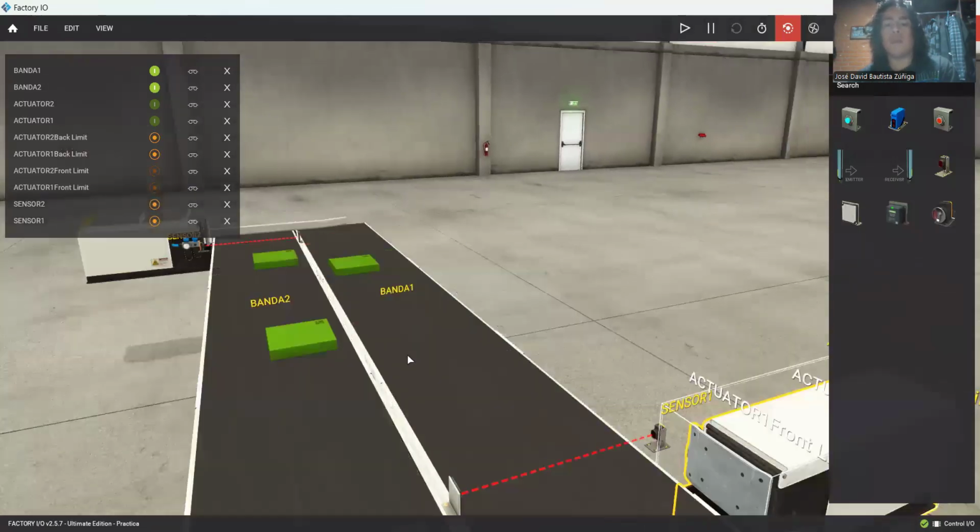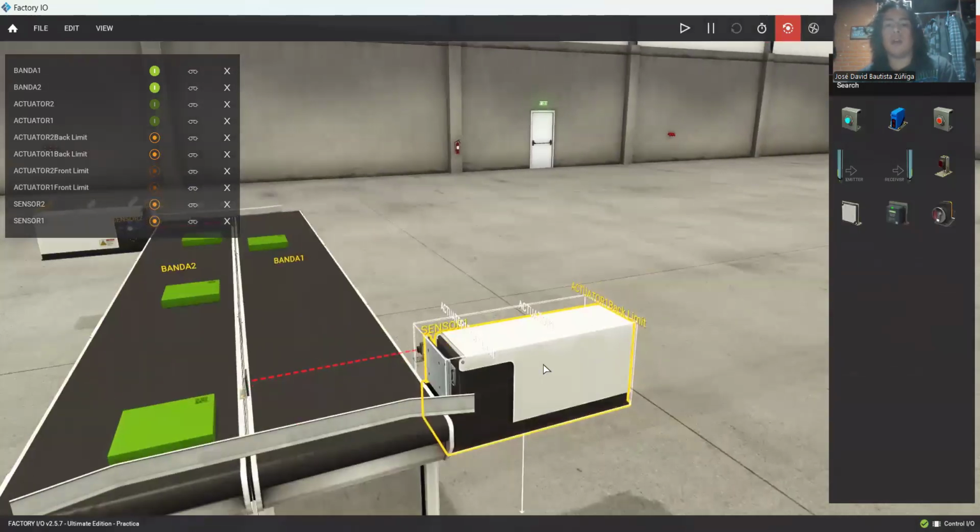And a very important topic about these pushers is that they have two sensors, the front limit sensor and the back limit sensor. These sensors are important because they're going to tell us the position of the pusher and also are going to trigger some actions in the system, which I'm going to explain in the simulation.